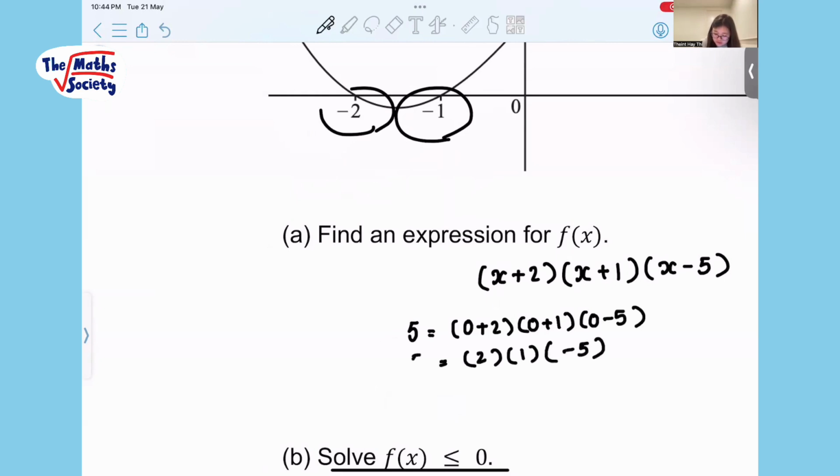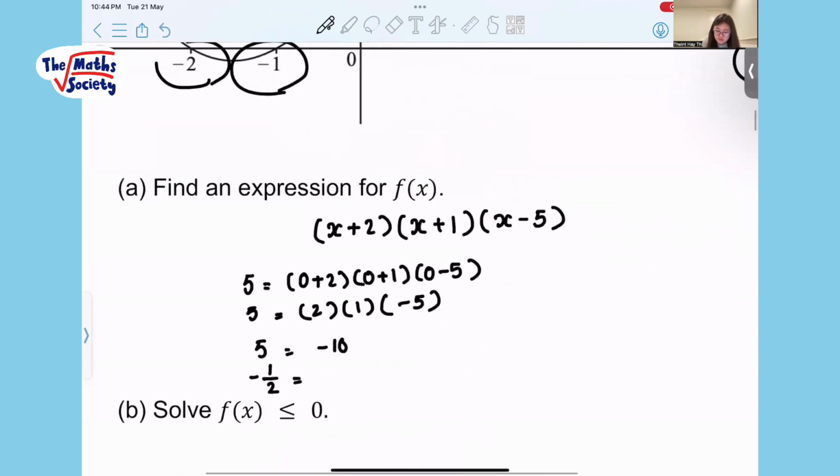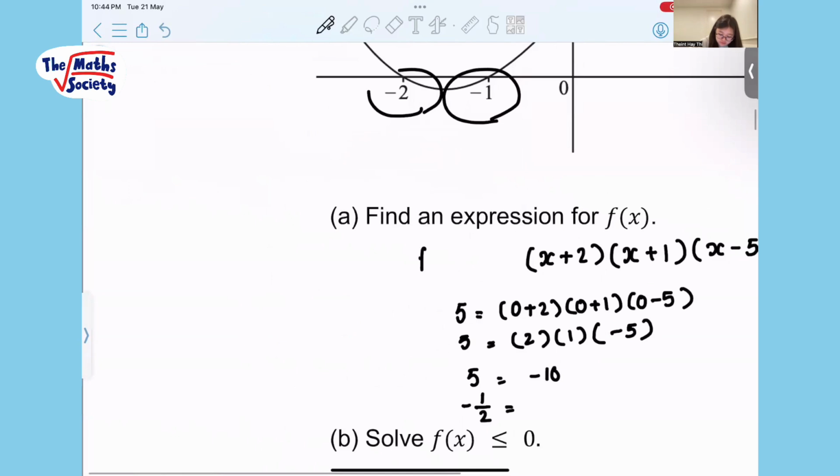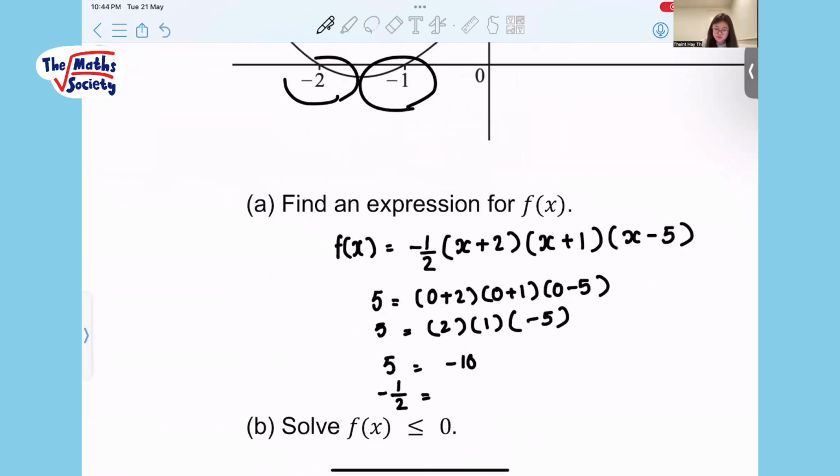So it's basically you'll get -5 times 2, which is -10, so 5 equals -10 times the coefficient. So you'll get -half for the coefficient, yeah? So then you can just write it as f of x equals -half, (x + 2)(x + 1)(x - 5), and that will be your equation.